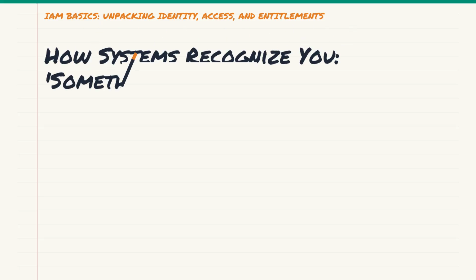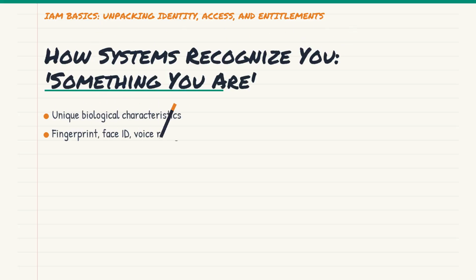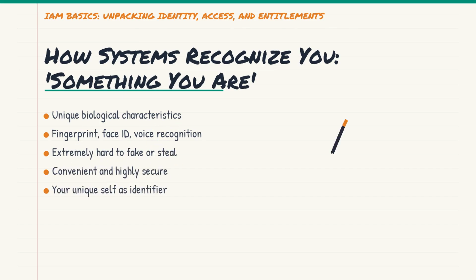The third way systems recognize you is something you are, which refers to biometrics. This is about using your unique biological characteristics, like your fingerprint, Face ID, or even your voice. These traits are incredibly hard to fake or steal, making them very strong forms of identification. Think of unlocking your phone with your thumbprint or looking at your camera for face recognition. This method is becoming increasingly popular because it's convenient and offers a very high level of assurance. It truly leverages your unique self as your ultimate identifier.